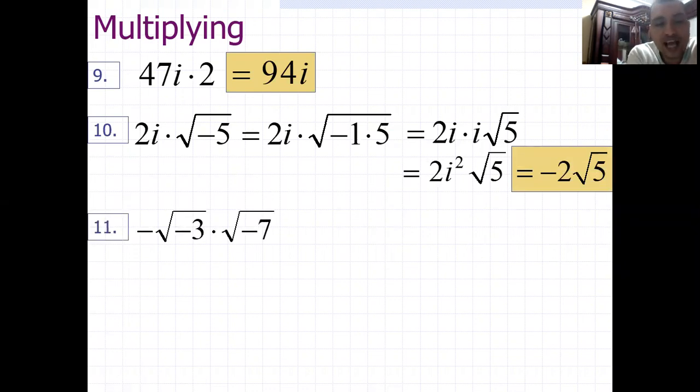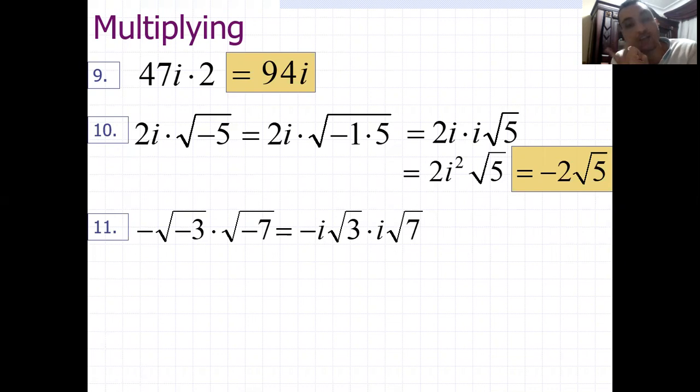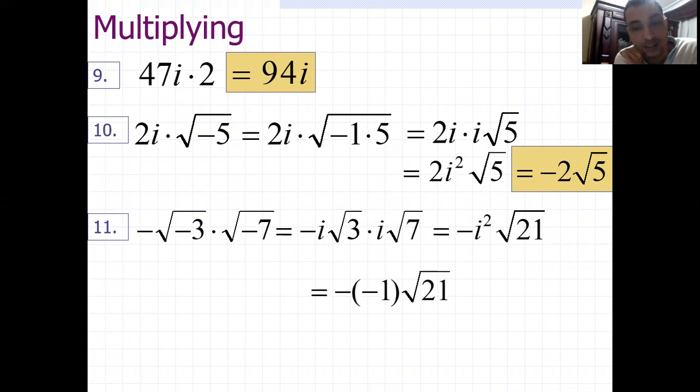Example number 11, if I have two roots like this multiplied together, we are going to write them in the form of i first, like the previous examples. So the first one will be negative i root 3. The second one will be i root 7. Now we multiply the real parts together and the imaginary parts together. So we multiply root 3 times root 7, it's going to be root 21. And i times i is i squared. So we have negative, i squared and root 21. I squared equals negative 1. So it will be negative 1 root 21, which means it's root 21 without the negative.